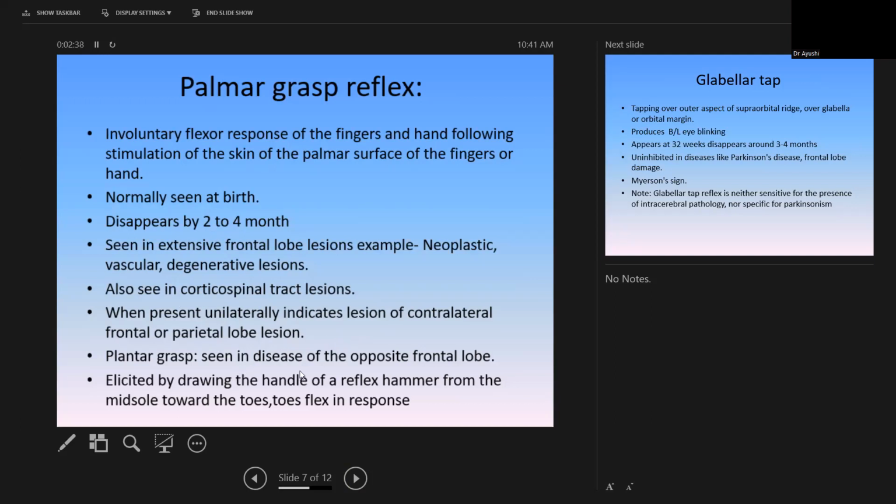The plantar grasp reflex is seen in disease of the opposite frontal lobe. It is elicited by drawing the handle of a reflex hammer from the midsole towards the toes, and the toes flex in response.